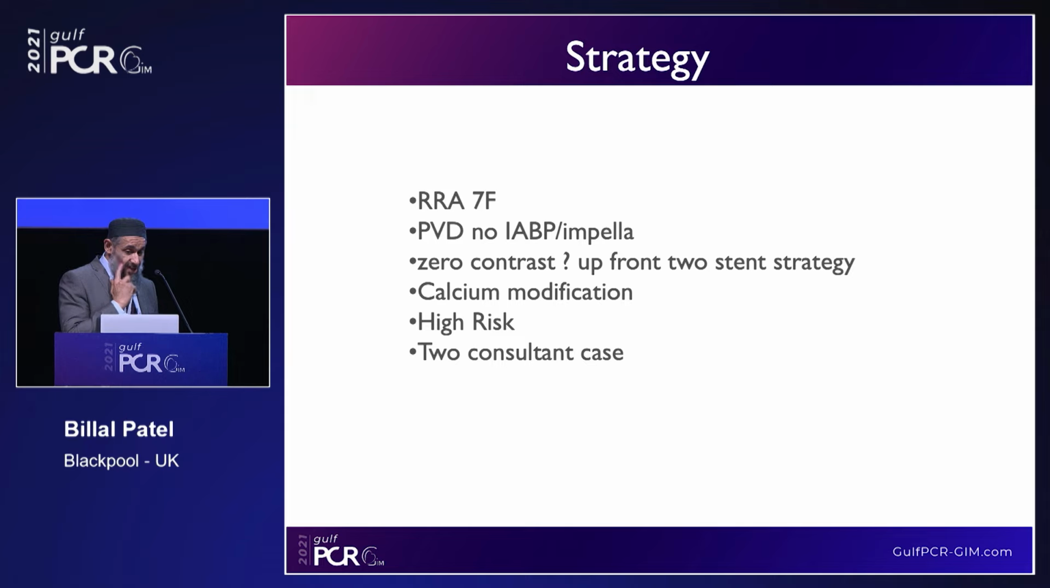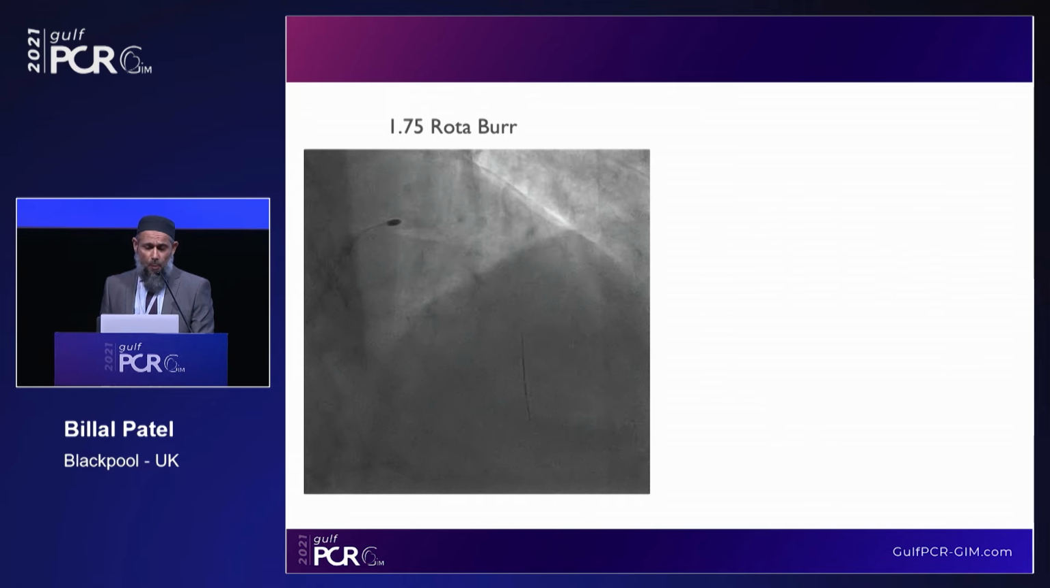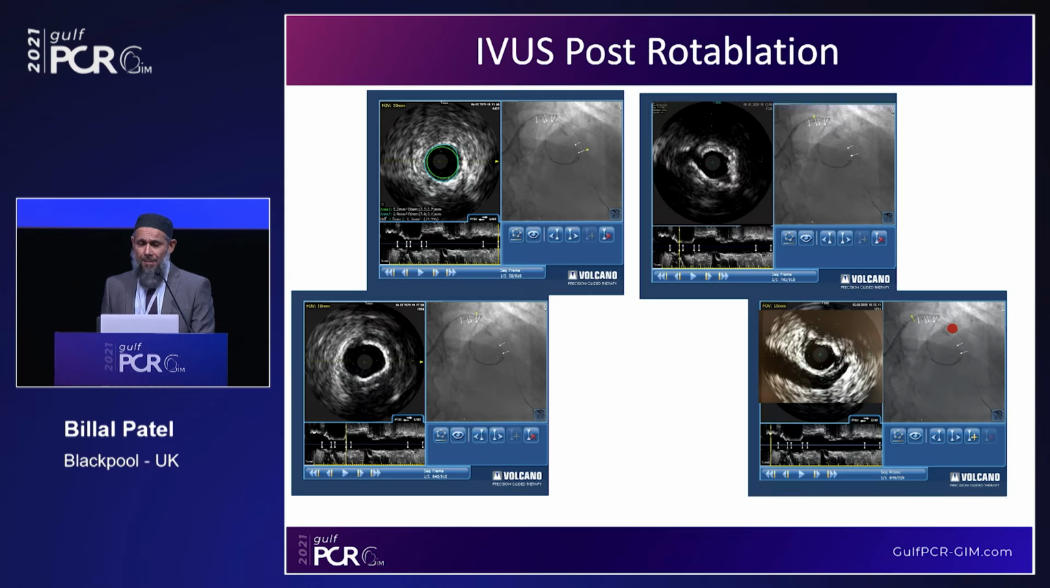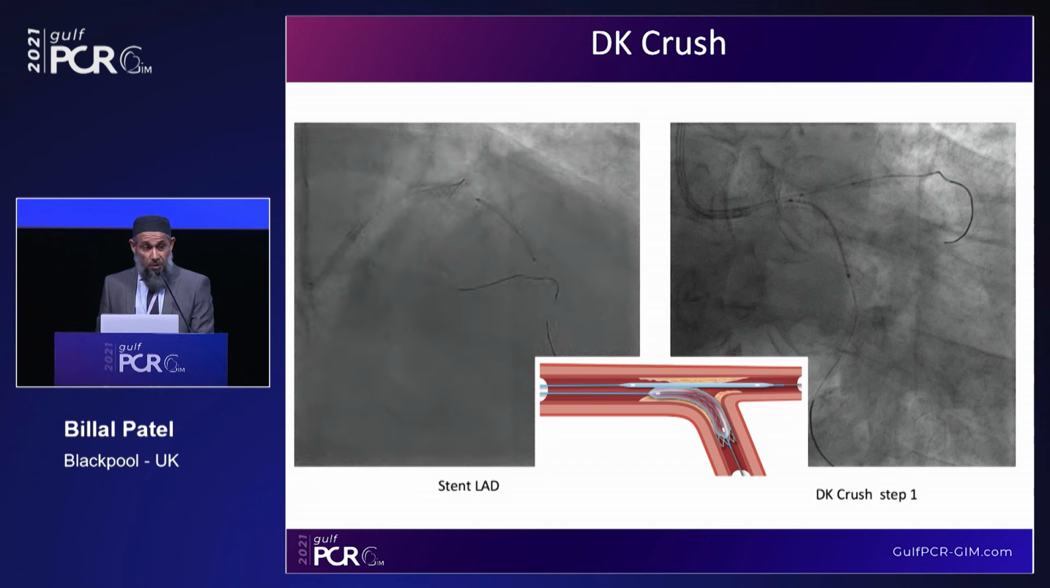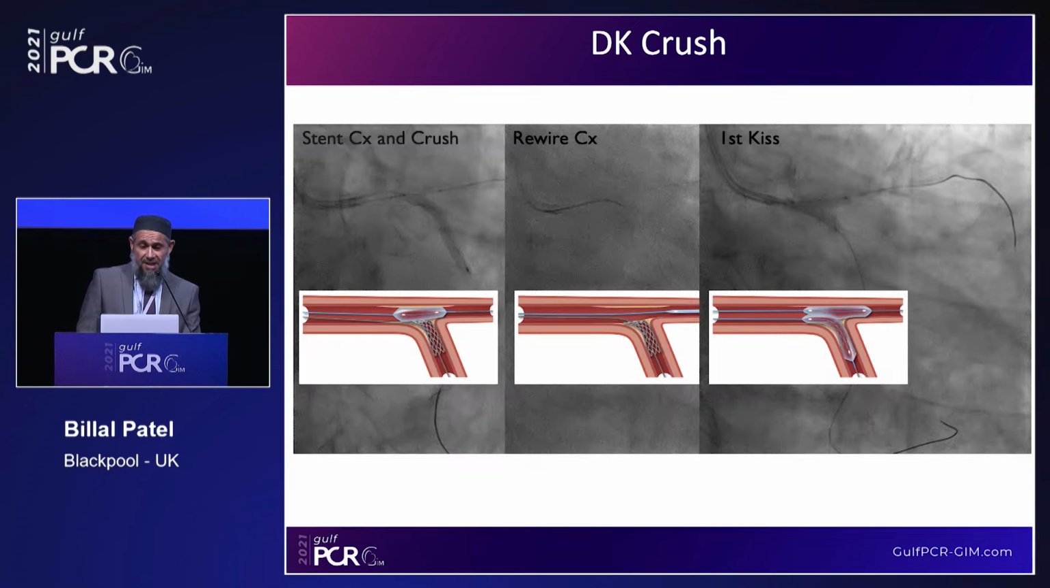So here we went for a 7 French radial strategy. We couldn't use Impella or intra-aortic balloon pump because of peripheral vascular disease. And we said we'll do an upfront ultra-low contrast, 2 consultant case with calcium modification. We used the 1.75 burr. After doing the rotablation, we IVUSed, and the IVUS shows us the proximal and distal landing zones. And we thought we'd deal with this with a DK crush technique. Stented the mid-LAD first, then did all the steps of the DK crush without giving contrast.